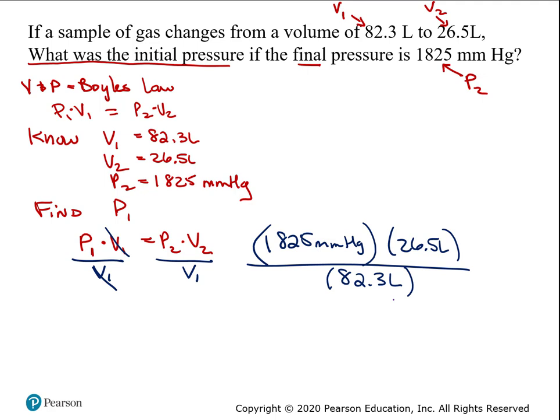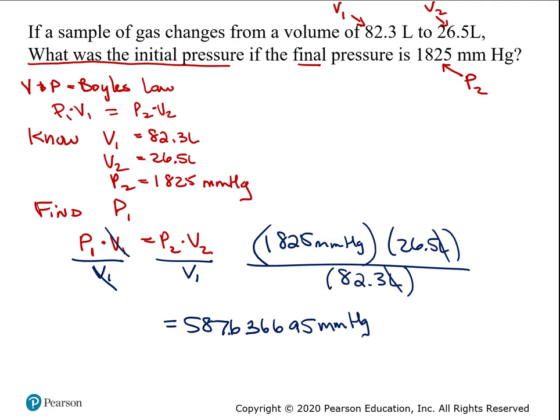1825 times 26.5 divided by 82.3. I got 587.636695. Now notice in here, liters and liters will cancel, so my answer is going to be in millimeters of mercury. Can I keep all of those?